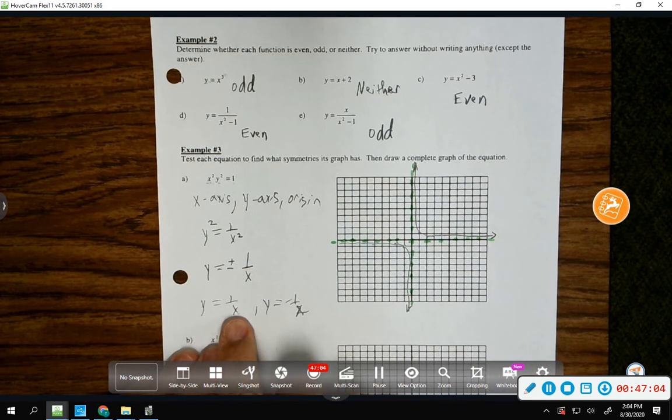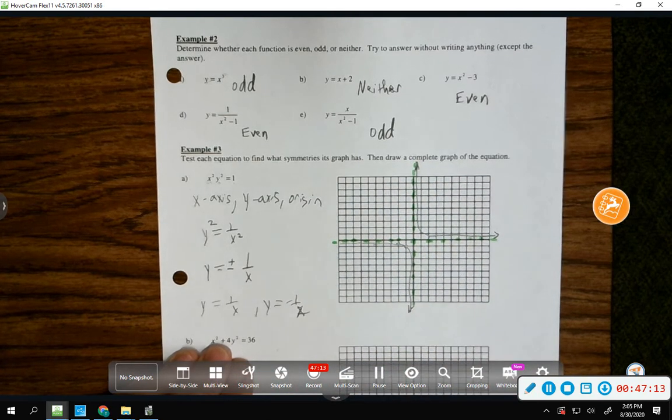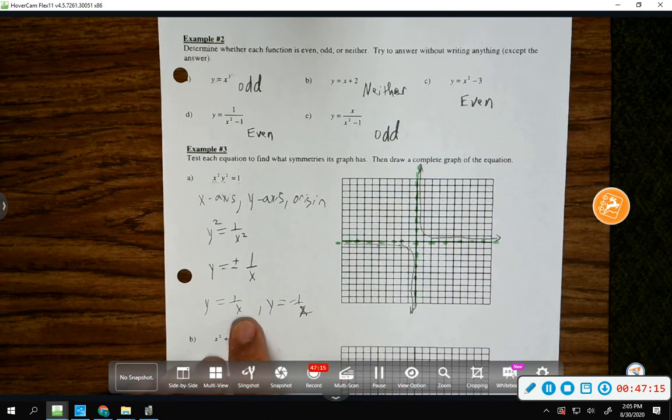Notice, this vertical asymptote is a pole. If you know the difference between a pole and a hole, a pole comes from a factor raised to an odd power. Well, that looks like a function. It is. That is a function.